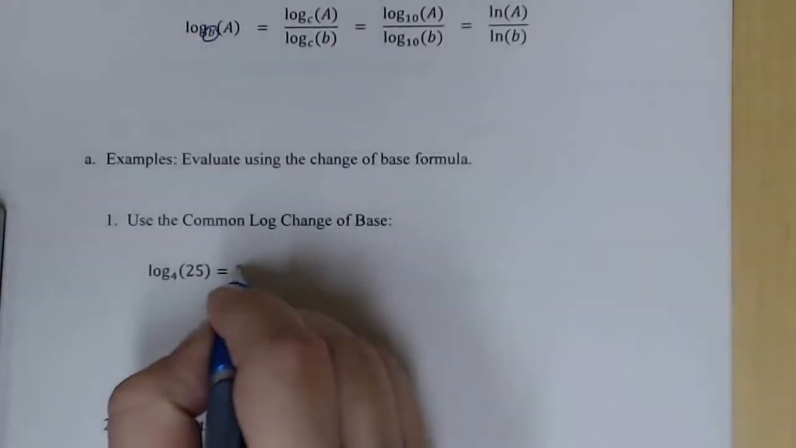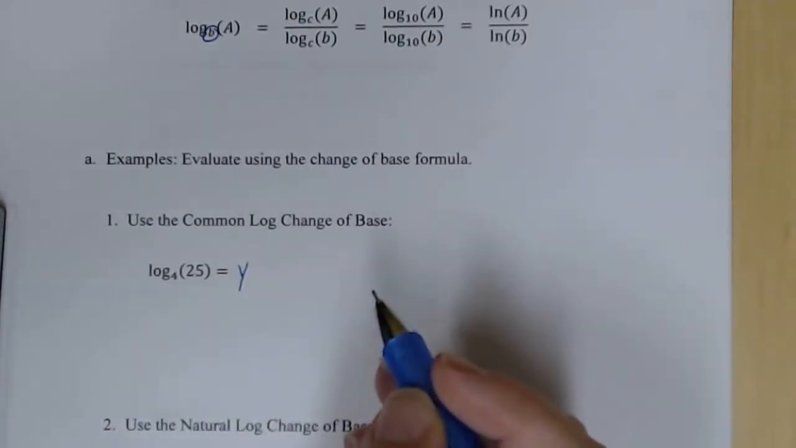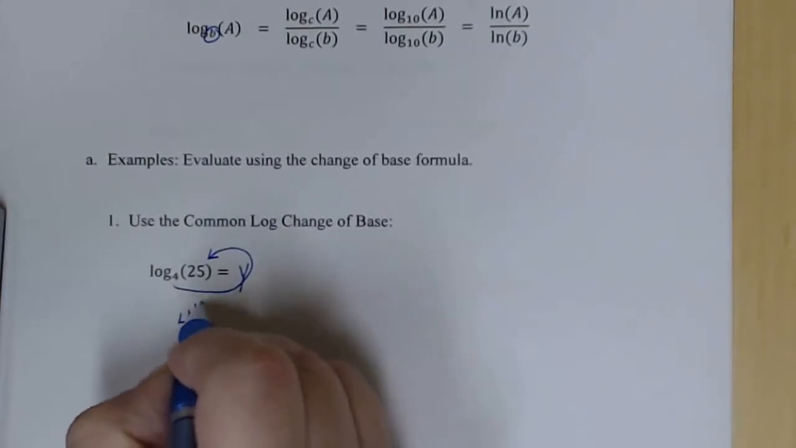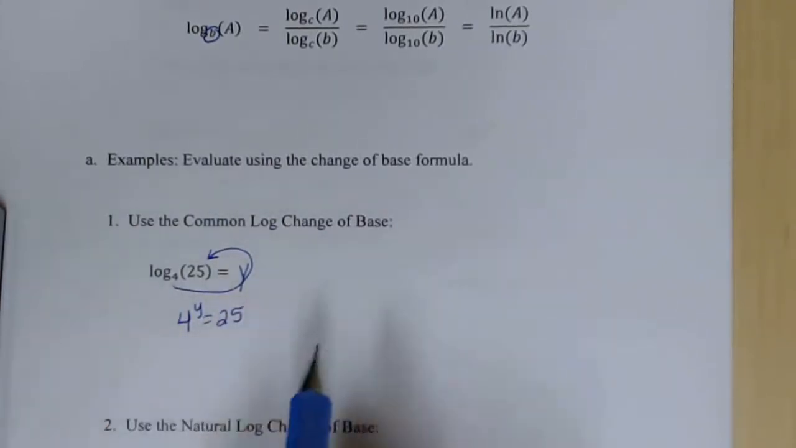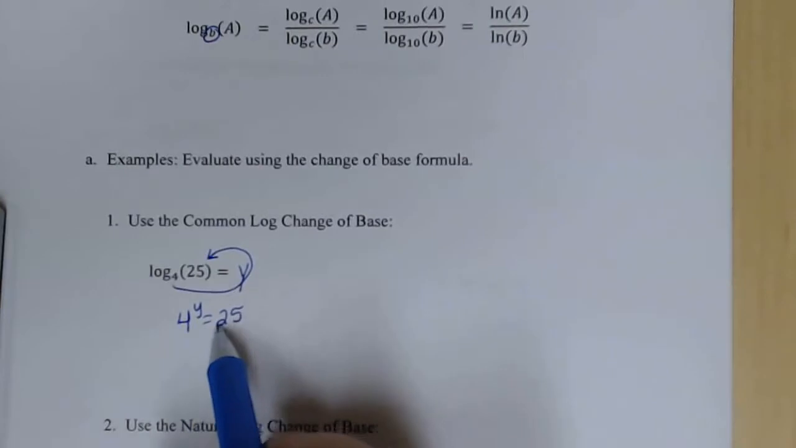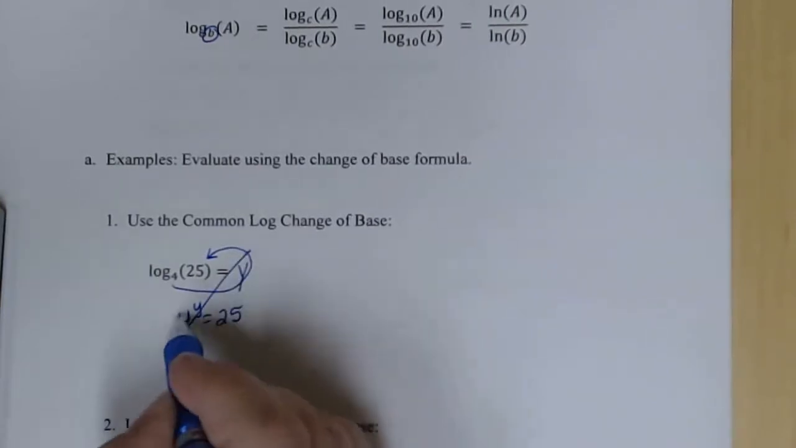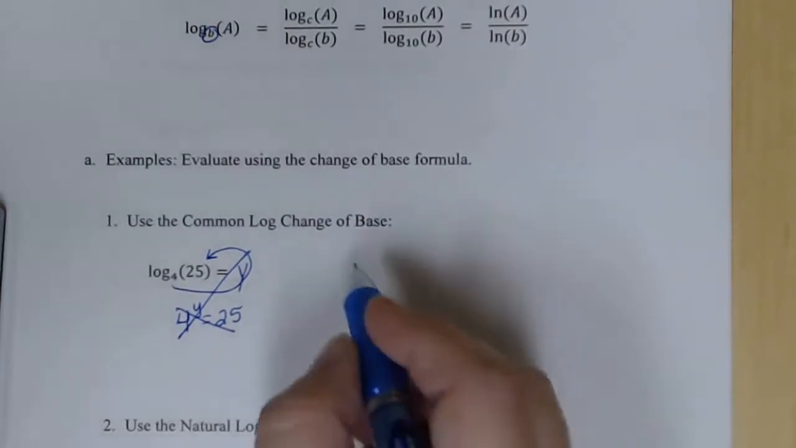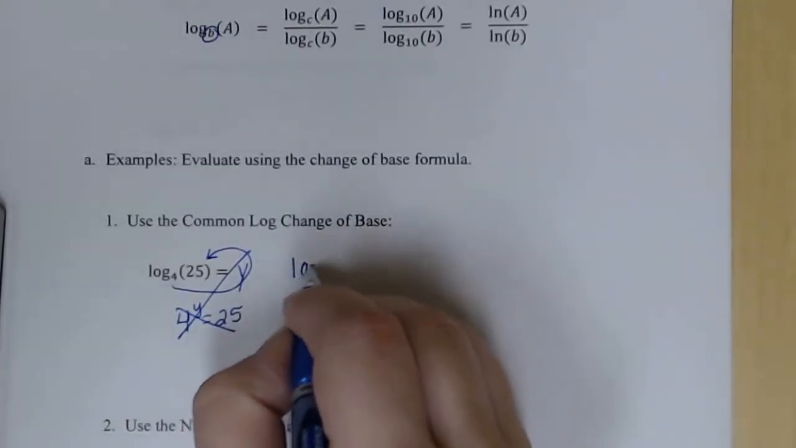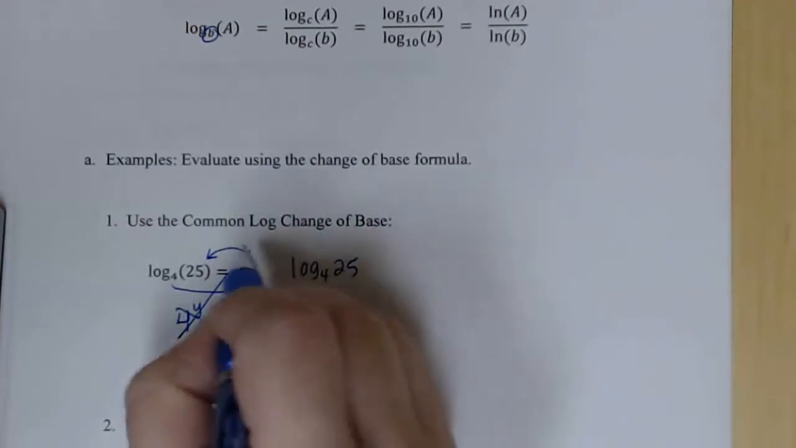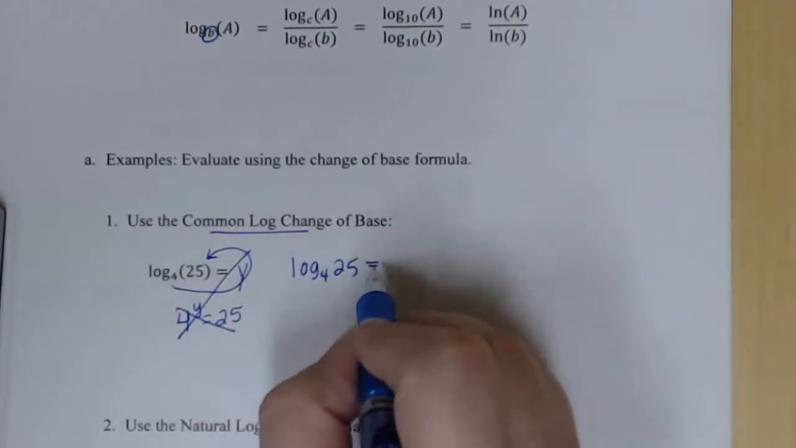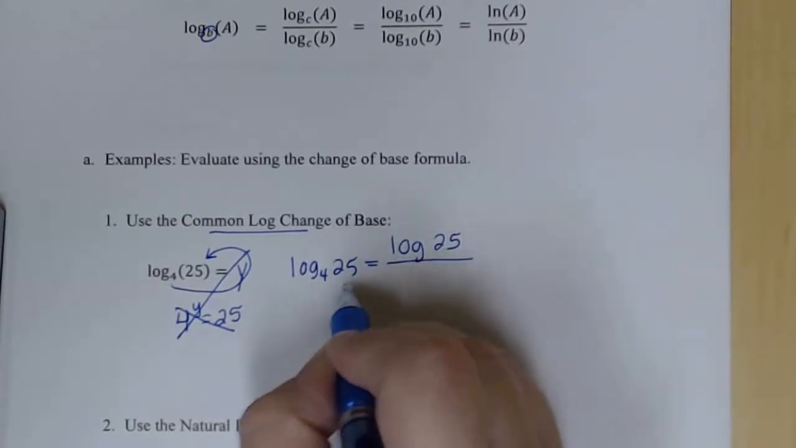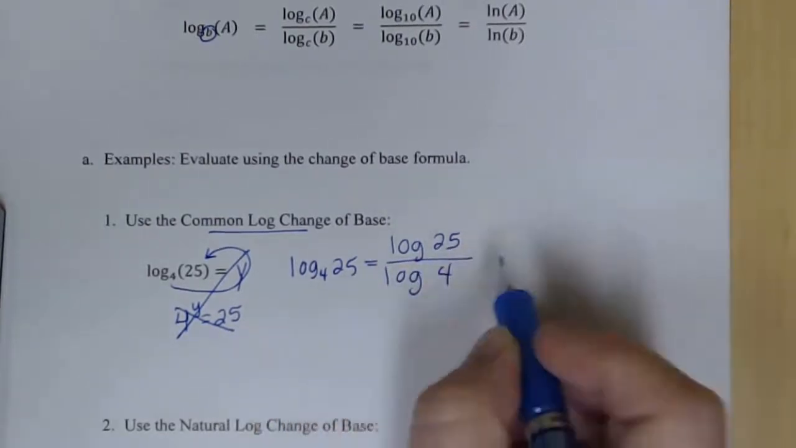Up until this point, we would say, let's set it equal to y. Let's change this to an exponential, so it would be 4 to the y is equal to 25. And then you try to turn 4 into some power that is the same as 25, but that doesn't work out. So we have to use this change of base formula in order to evaluate this. So when you're working with log base 4 of 25, and I'm going to use the common log here, I'm going to do log of 25 divided by log of 4.